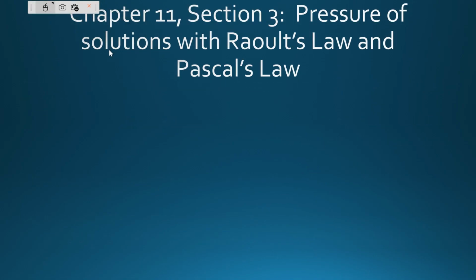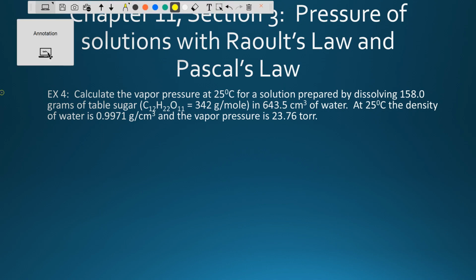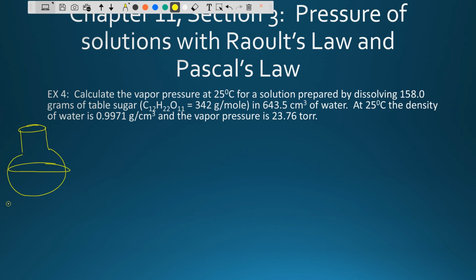All right, so let's take a look at some problems and how this might be applied. We're going to calculate the vapor pressure for a solution that's prepared by dissolving some solutes into my solution. So envision this, that I've got my flask and I've got some water in here, and it tells me that I have 643.5 cubic centimeters of water. Now I'm going to be putting in 158 grams of sucrose, or table sugar.